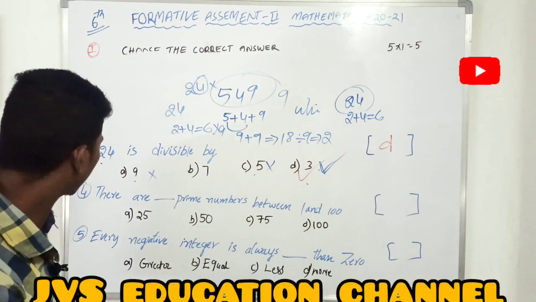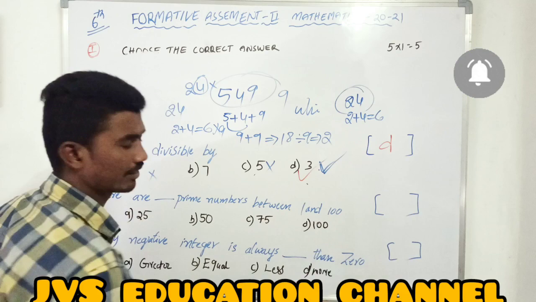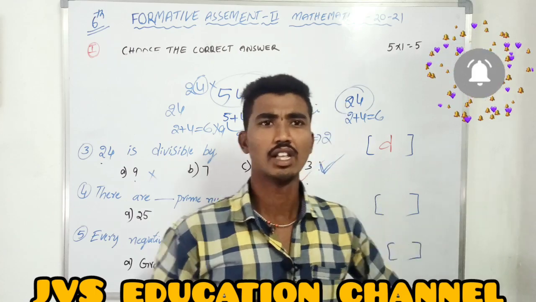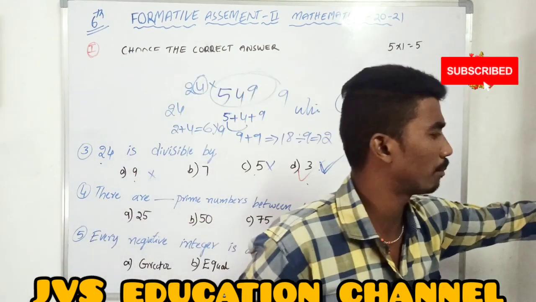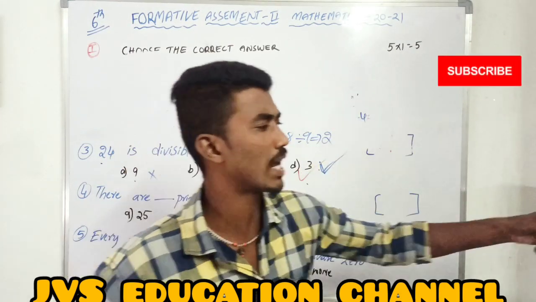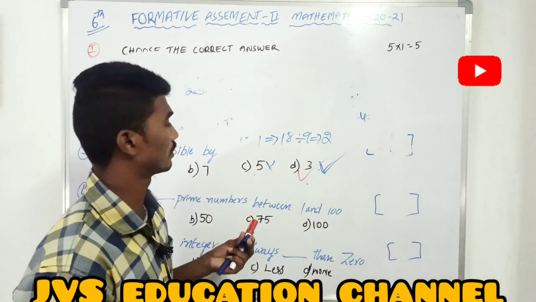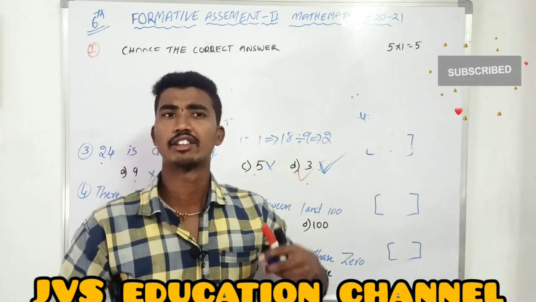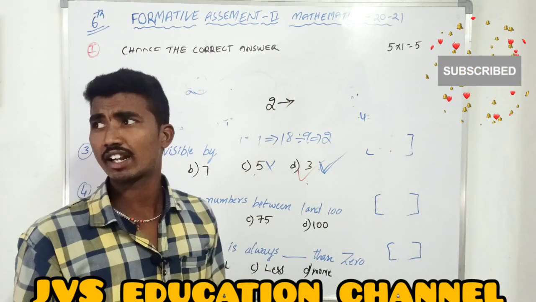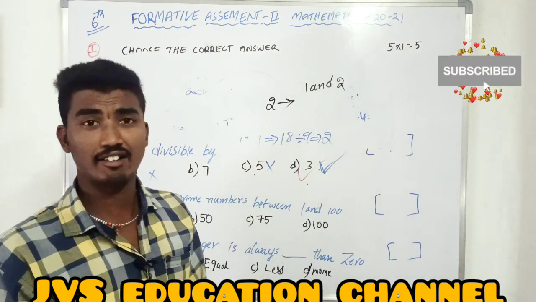And next, what is the next question? There are dash prime numbers between 1 and 100. Listen, what is the question? There are how many prime numbers between 1 and 100? What are prime numbers? A number which has only two factors is called a prime number. Factors means the numbers that divide the given number. Listen, take 2. What are the factors of 2? 1 and 2 are the factors of 2. Listen, and what is the prime number?